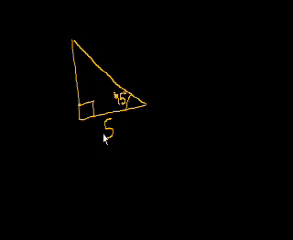Here we have a right triangle and we only know one of the sides, so we can't figure out the other two just yet. But maybe we could use this extra information right here, this 45 degrees, to figure out another side, and then we'd be able to use the Pythagorean theorem. Well, we know that the angles in a triangle add up to 180 degrees.